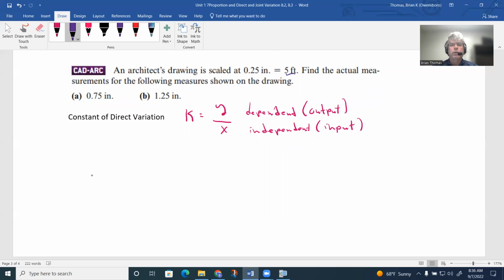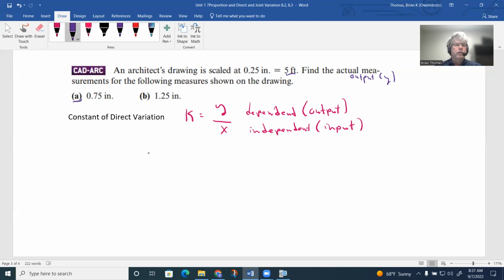So what we're looking for is what we call the output value. That's going to represent the y value if we're looking for the actual measurements. So 0.25 inches is the scale, and the actual measurements is the feet. So this is part A, where you have this 0.75 inches.